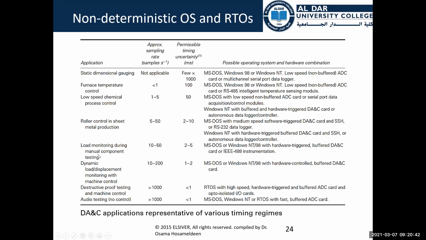And these are the applications needed. These are samples of the applications, and this is the sampling rate. As you see, the sampling rates increase. The closer you go to the hardware, the more you increase the sampling rate. And the closer you go to the hardware, the more you reduce the time needed for dealing with input-output devices.